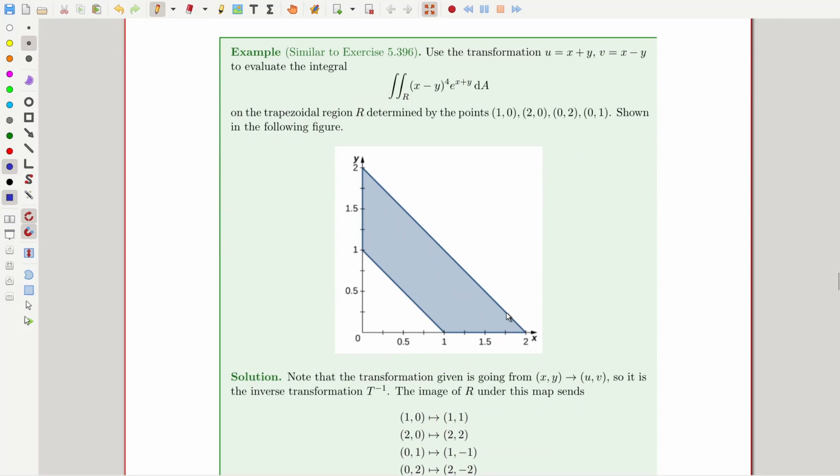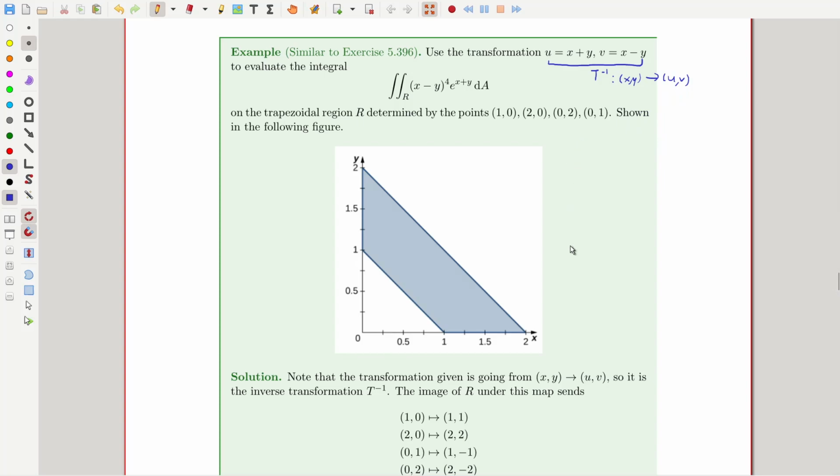Okay. And this next example is also similar to your homework. Again, I'm using the same transformation and the same region. I've just changed the function. This is the transformation itself, and this is the region R. What you can reason about is that this takes the input in x and y and returns a point in uv. So this is, again, T inverse. This is going from x, y and mapping you over to u, v. Not the other way around.